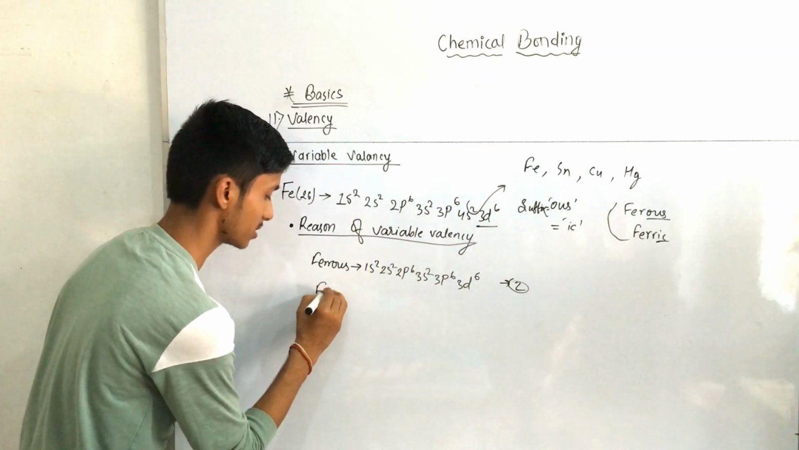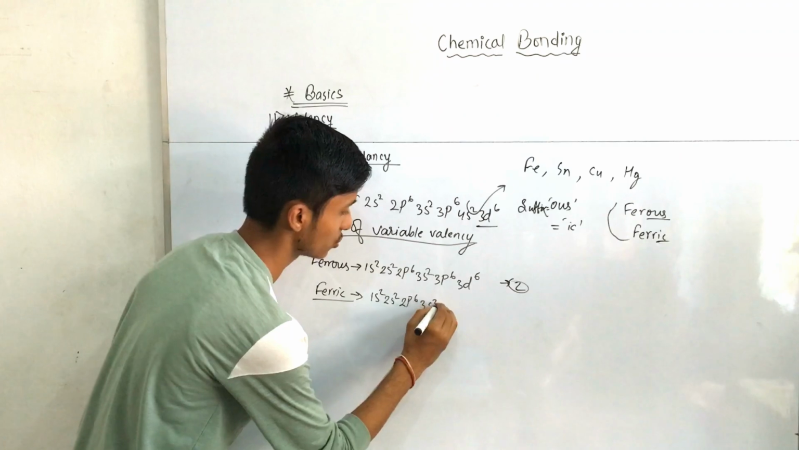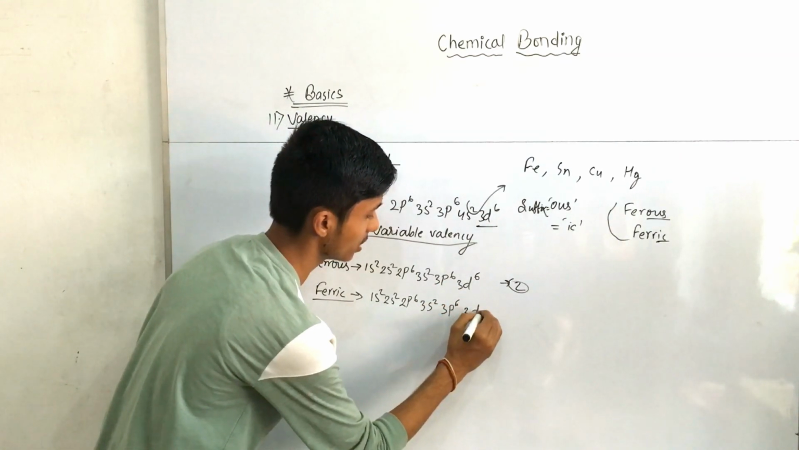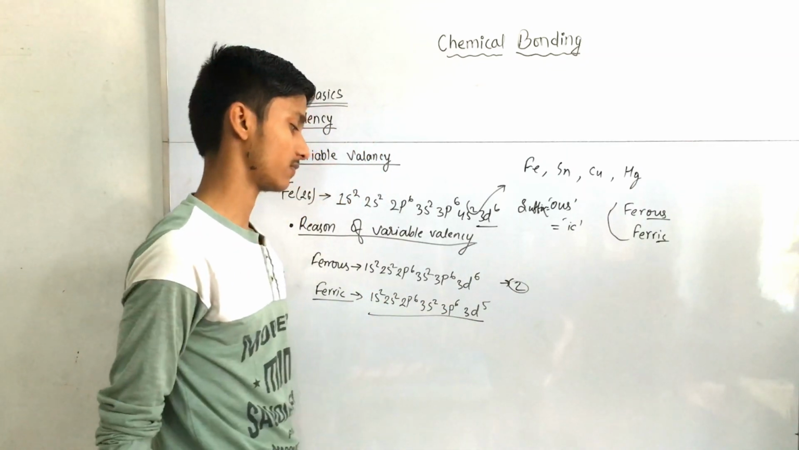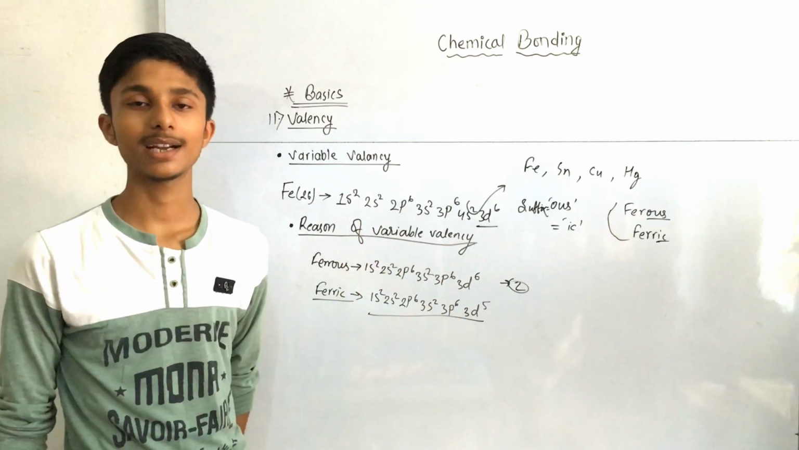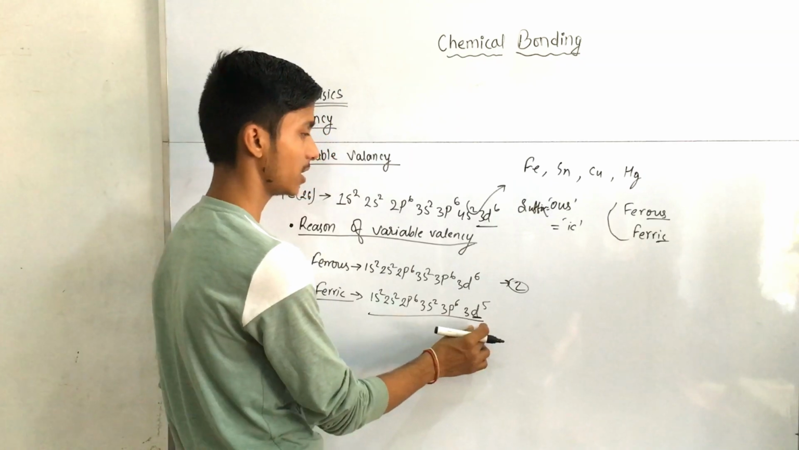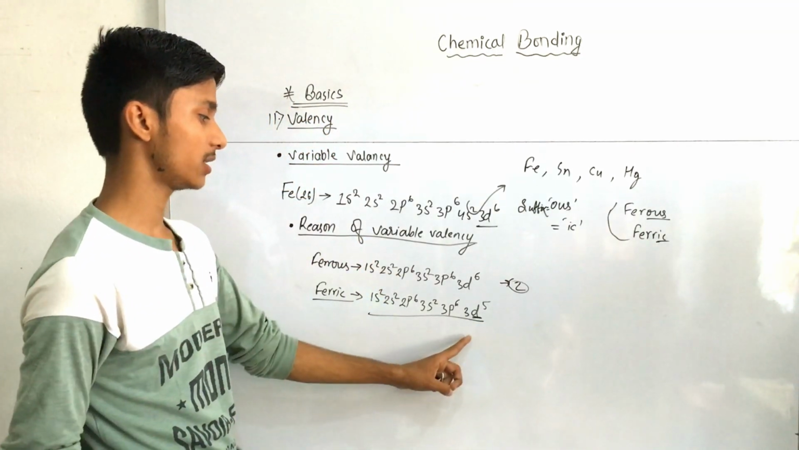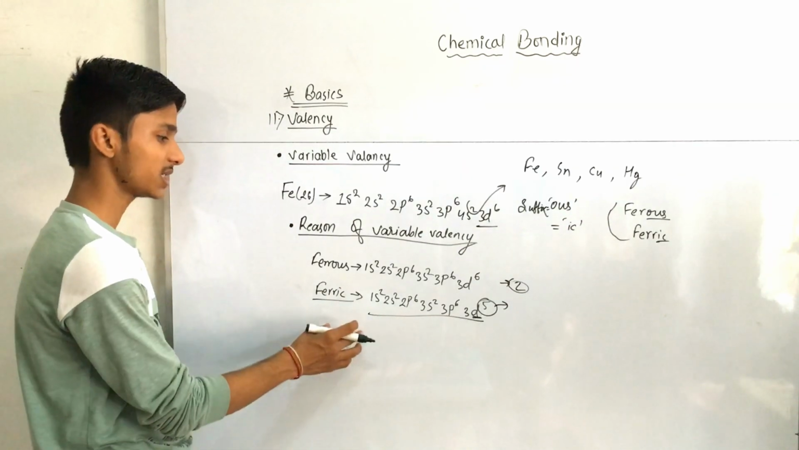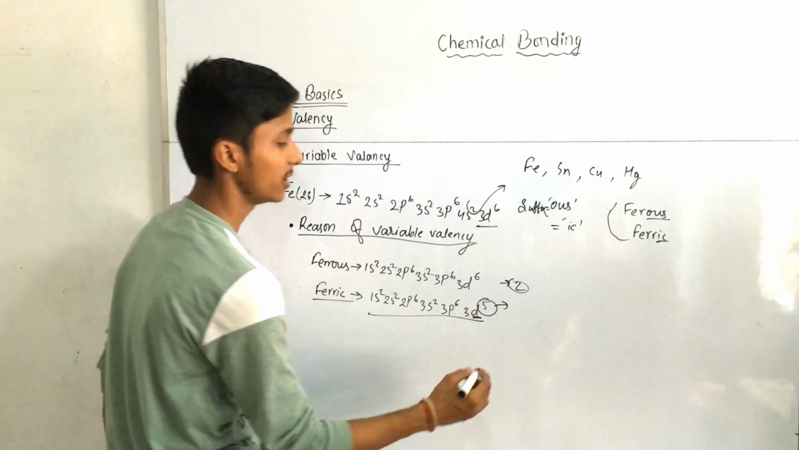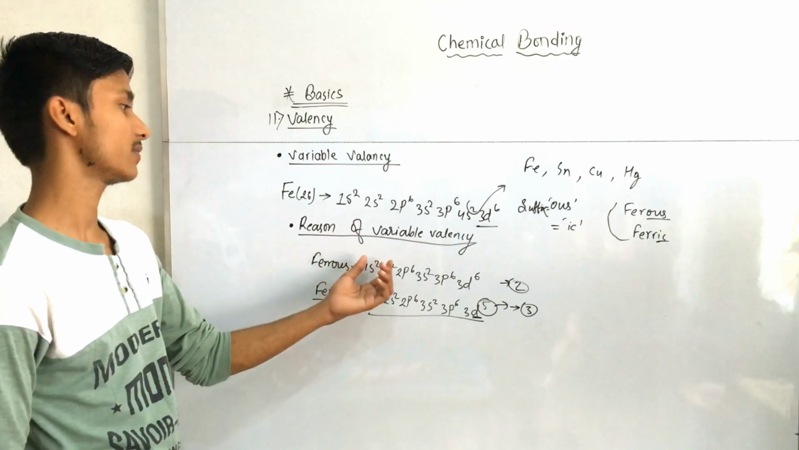And in case of ferric, what happens? Here we write the electronic configuration: 1s2, 2s2, 2p6, 3s2, 3p6 and 3d5. And this further loses 1 electron to achieve a stable electronic configuration, because there is one rule that half filled and full filled are more stable than others. The full capacity of the d orbital is 10 electrons, but here it is 5, which means it is half filled. So this is more stable. To be stable, it loses 1 more electron, and its valency will be 3. So this is the reason for having variable valency.